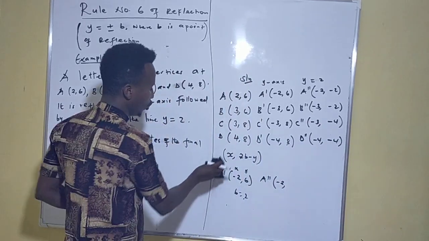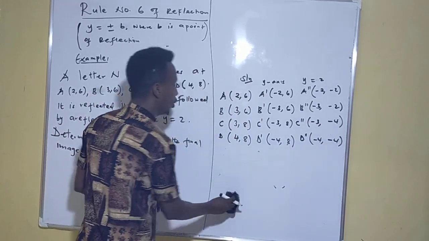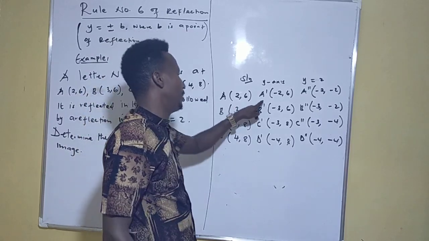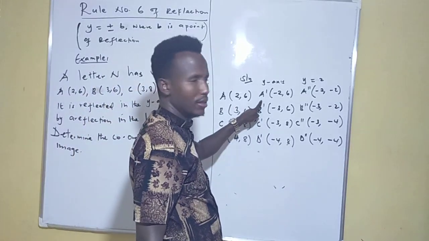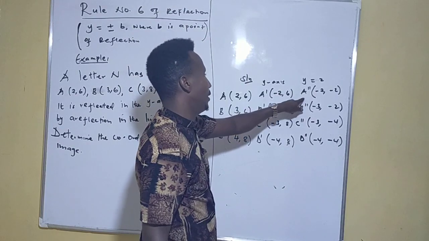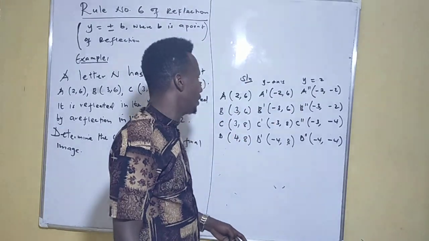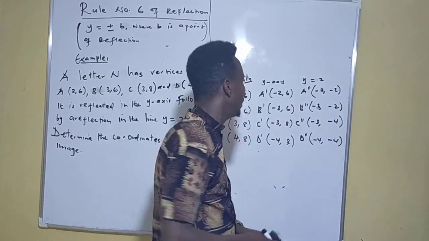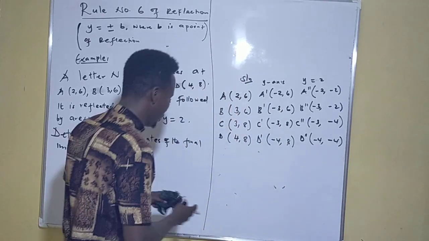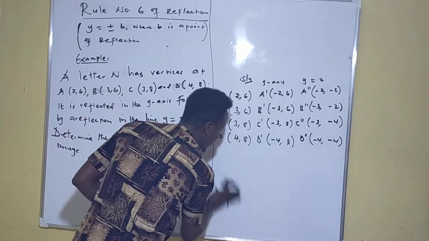Okay? So what are you going to do? You are going to plot the object point, followed by the first image, followed by this one, followed by this one. And remember, we say that the line y is equal to 2 will pass this point. Look here. And it must be drawn.